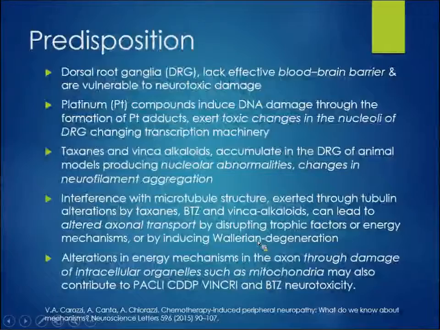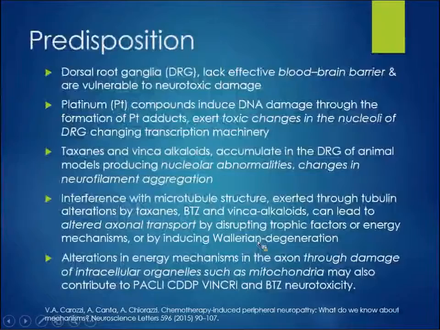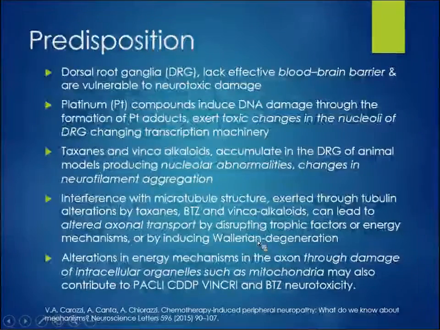And axonal transport is altered in those cases, so trophic factors and energy mechanisms can have a long-term negative impact on the nerve, and ultimately you can have Wallerian degeneration with those agents. And damage of the intracellular organelles, specifically the mitochondria, your energy, is impacted with these varying agents.